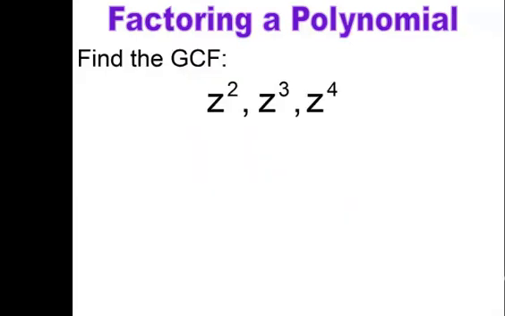Pause and try. See here, the lowest exponent is the square, so the greatest common factor would be z to the second power.